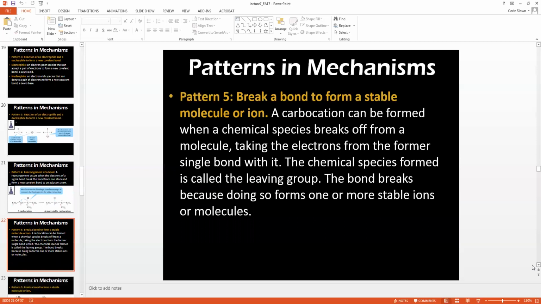Pattern 5 is where we break a bond to form a stable molecular ion. So this is where a carbocation can be formed when a chemical species breaks off from one molecule, taking the electrons from the formal single bond with it. And the chemical species then formed is called a leaving group. This bond breaks because doing so forms one or more stable ions or molecules.